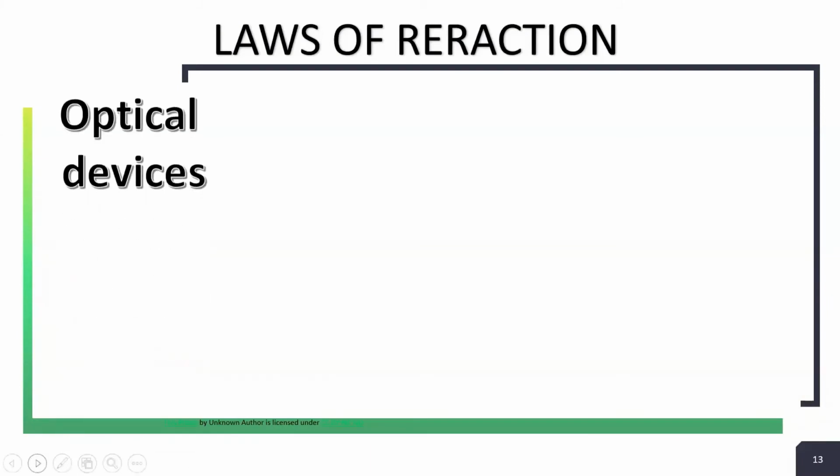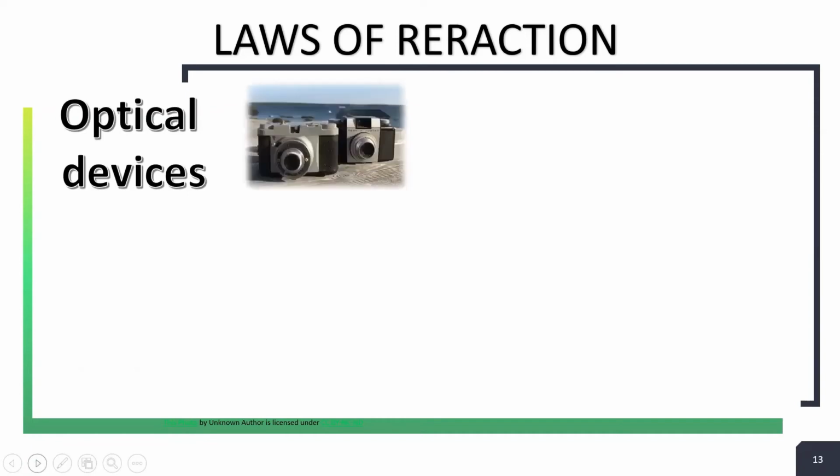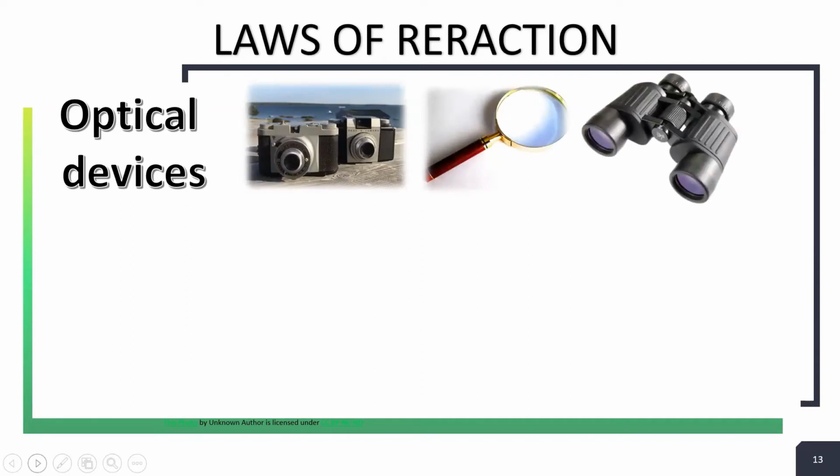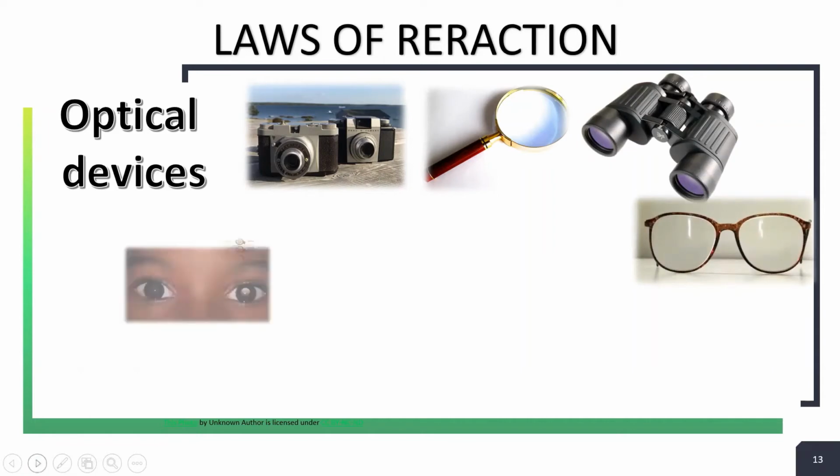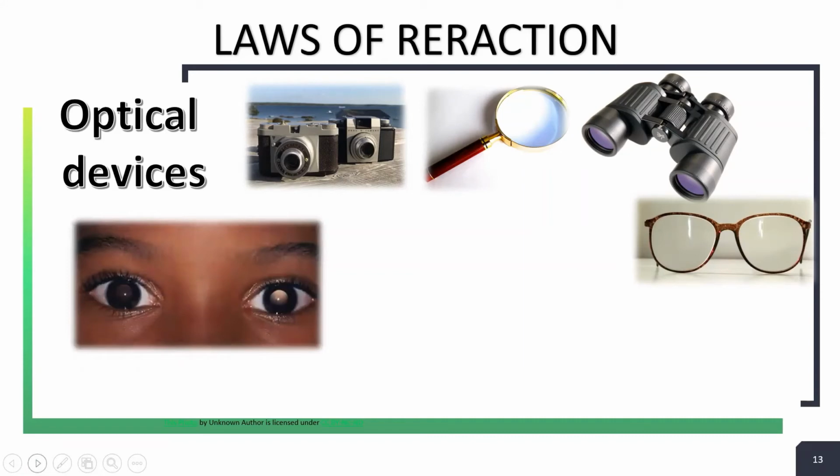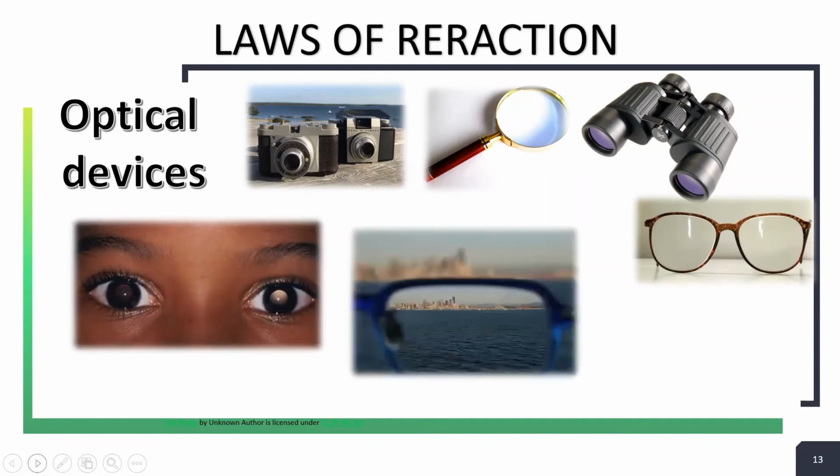We apply the laws of the refraction of light in all of our optical devices like cameras, magnifying glasses, binoculars, or spectacles. Without refraction of light, we could not see at all, because our eyes also make use of the effect of refraction to produce images on the retina.